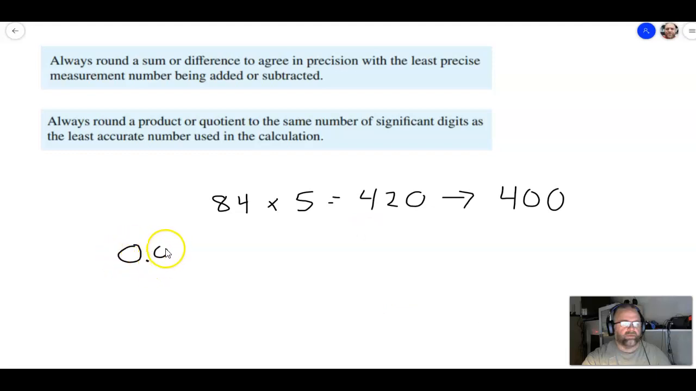So 0.003 times 856. Try that one and then we'll go over it. Pause now.